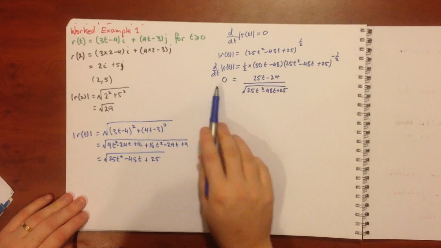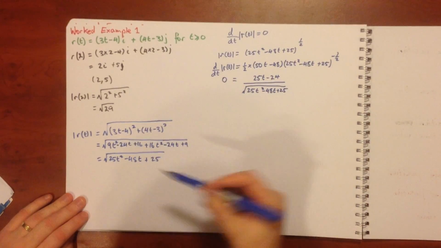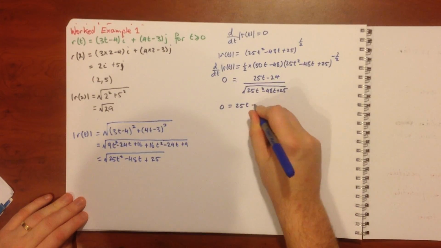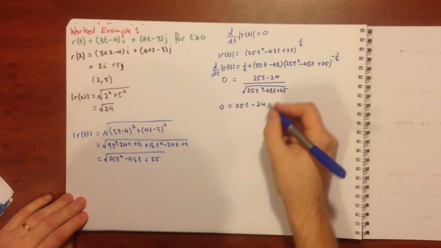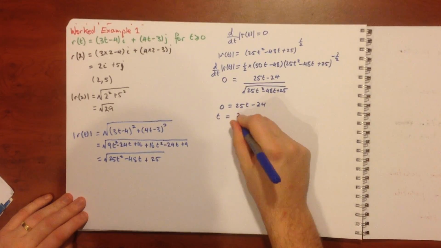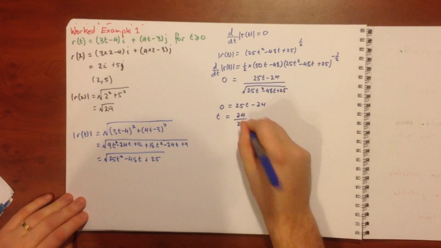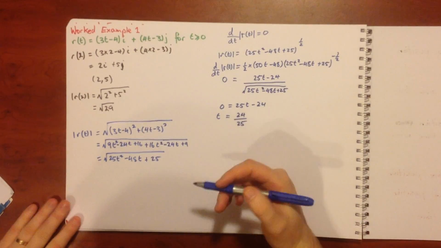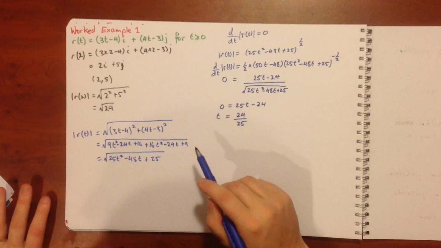Okay, so say we could multiply it out and our bottom line would disappear. So really we can say 0 equals 25t minus 24. Okay, so t is going to equal 24 on 25. That's the time that we get our minimum distance. What we need to do is actually now find what that distance is.